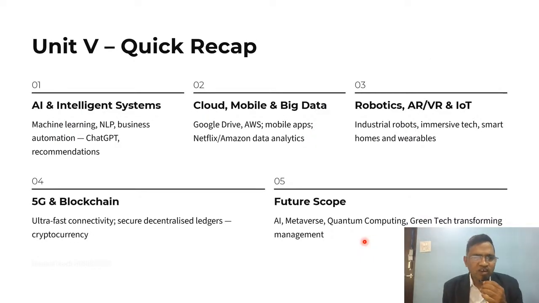So what we have learned in the fifth chapter: artificial intelligence systems, cloud computing and mobile database, then robotics, AR and VR, then blockchain systems, then future scope. This is for your MBA semester one, entire information communication technology.